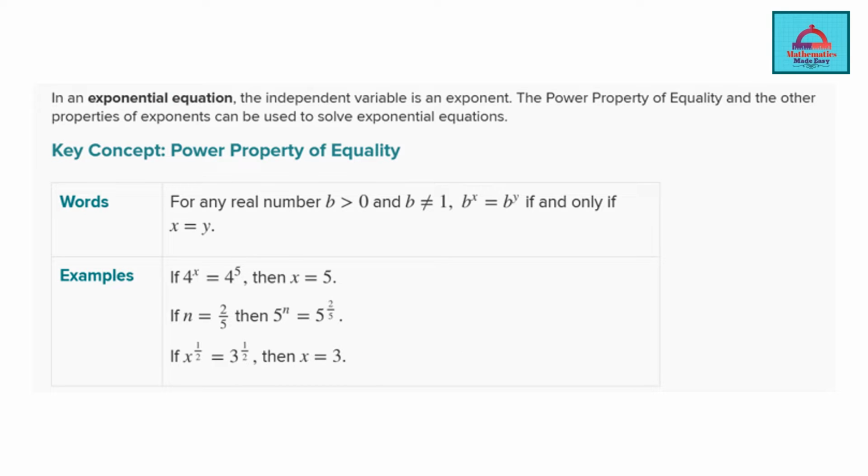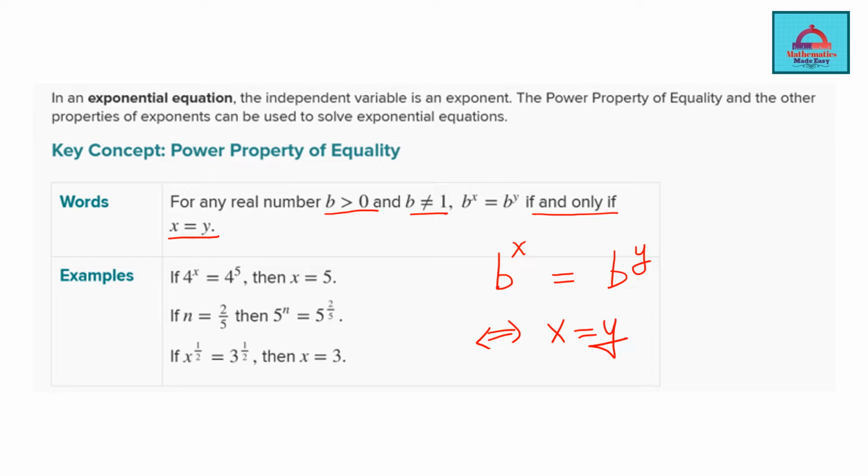So there is a property which is a key concept for today, the power property of equality. We are going to use this property for solving all the questions in today's video. The property says that if b is a positive number and not equal to 1, then b to the power x is equal to b to the power y if and only if x equals y. That means if the bases are equal and the two exponents are equal, this happens if and only if x equals y, meaning the powers are also equal. And this holds true conversely also, that if x is equal to y, then b to the power x will become equal to b to the power y.